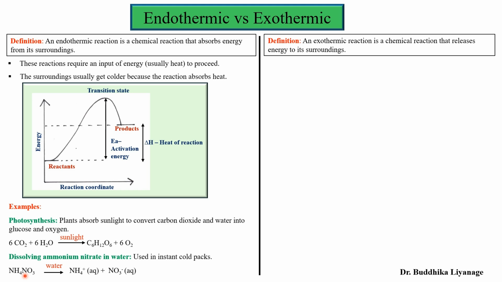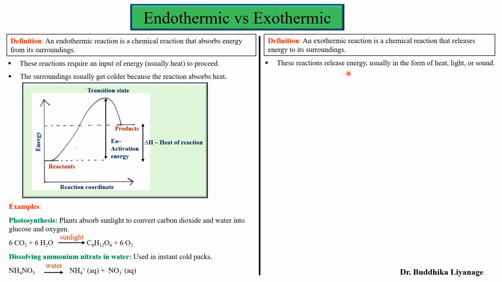Let's see some examples. Photosynthesis. In the presence of sunlight and chlorophyll, carbon dioxide and water are used to produce glucose, and the byproduct is oxygen. This photosynthesis reaction is an endothermic reaction, energy absorbed. Second example, dissolving ammonium nitrate in water. When it dissolves in water, it dissociates into ammonium cation and nitrate anion. Again, this reaction is endothermic.